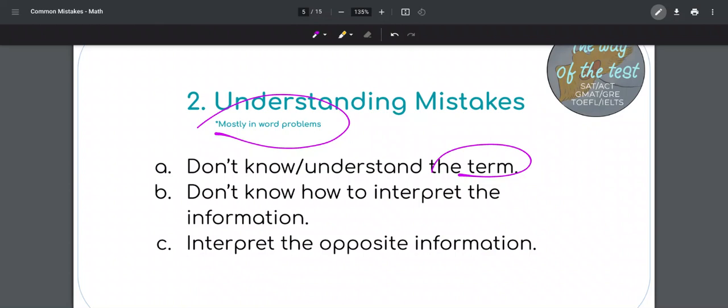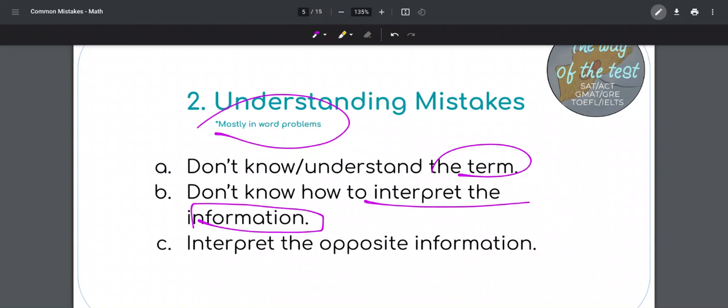Sometimes, even if you're very fluent in English, it's not that you don't understand the word, it's just that you don't understand how the word is working in that specific set. That is still not understanding the term. Another type of this mistake is not knowing how to interpret the information. It's like you understand every single word that you're reading, you just don't know what to do with it. That's still an understanding mistake.